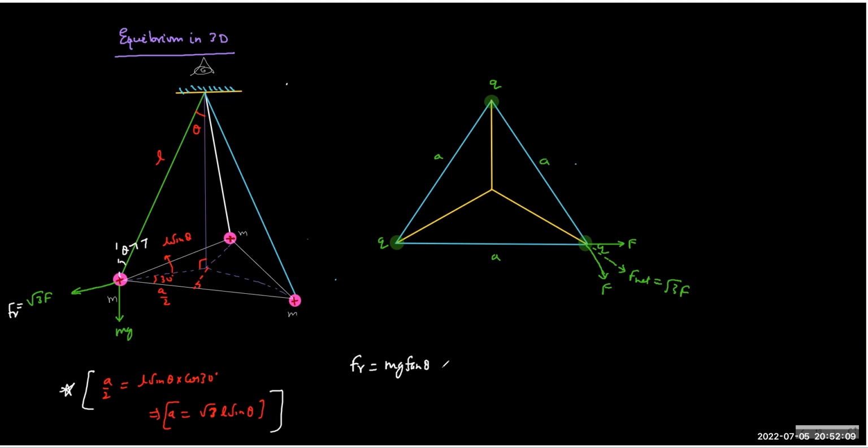And what else? The Fr we can write in terms of Coulomb's law, q square by a square, and a I have written in terms of L eventually, and so on. You can substitute and you can get the final relation, which is not difficult. So we can get the answer like this.